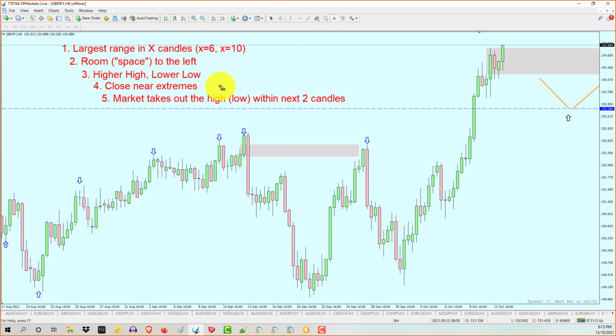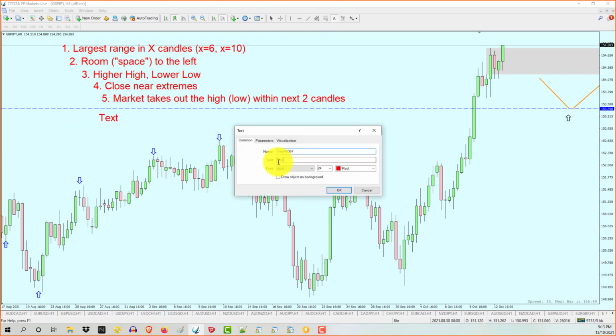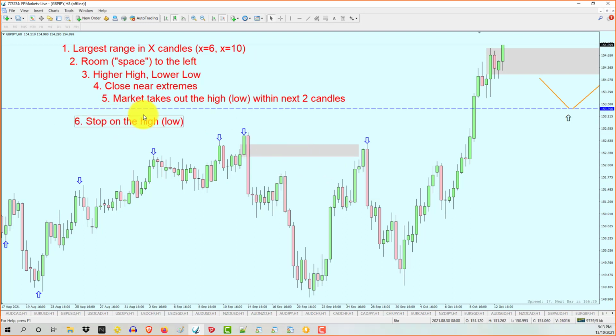Number 6, is my stop on the high or the low, right? Depending on if it's a bullish or a bearish one. So this making sense? This is really a special case of the engulfing candle. That's really what the big shadow is. It's a special case of the engulfing candle. That's all it really is.